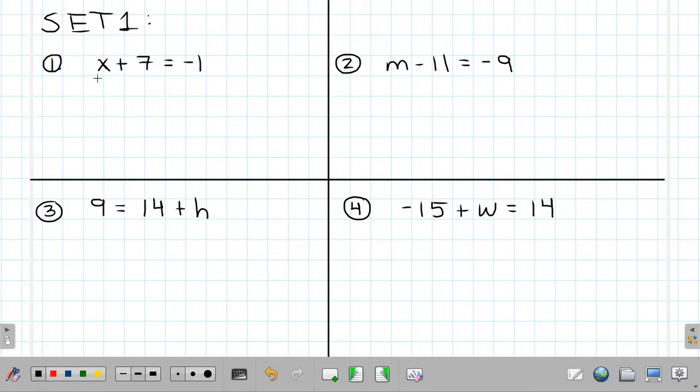So that's the first step. Locate the variable. Well, right there it is, and that's the only variable we have, x. There's no y's, p's, q's, m's, h's, w's. There's nothing here but an x, one x.